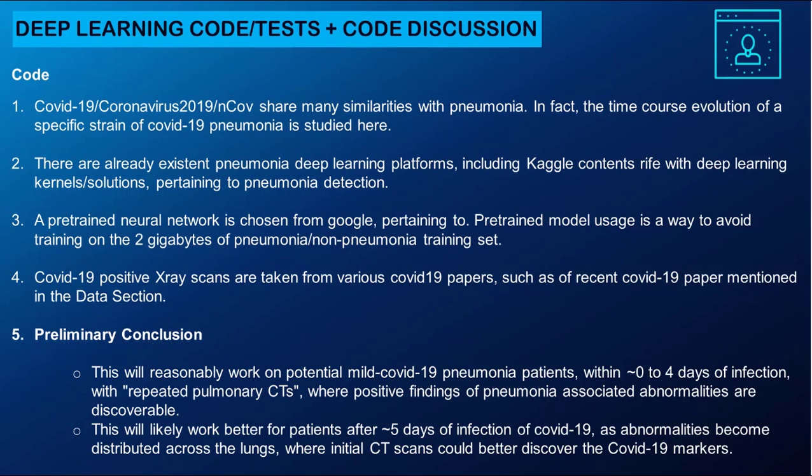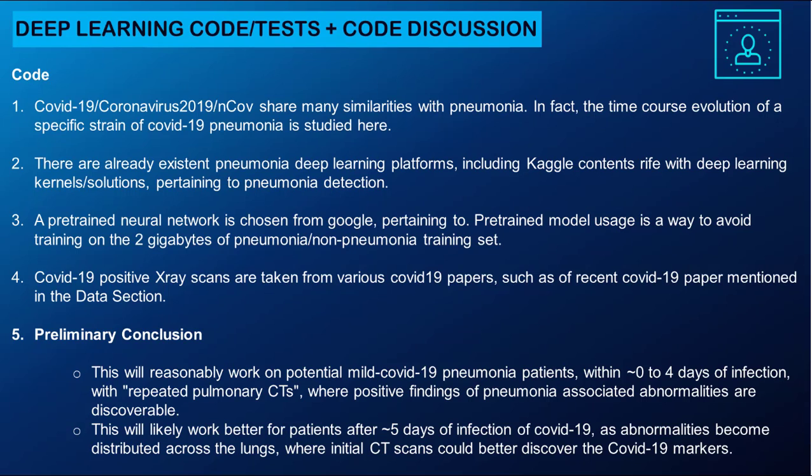In fact, the time course evolution of a specific strain of COVID-19 pneumonia is studied here. There are already existing pneumonia deep learning platforms, including Kaggle contents written with deep learning kernels or solutions pertaining to pneumonia detection. A pre-trained neural network is chosen from Google, and the pre-trained model is used as a way to avoid training on the 2 gigabytes of pneumonia and non-pneumonia training set.